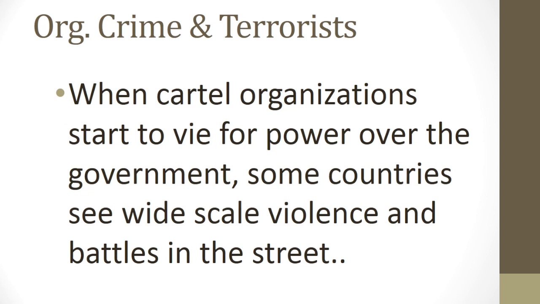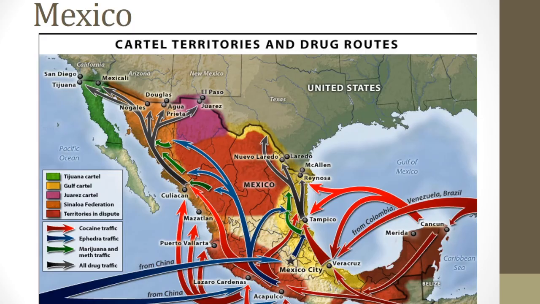Okay, so often when cartel organizations start to vie for power over the government, some countries see wide-scale violence and battles in the street. We can often associate this kind of violence and civil violence with Mexico. So as the cartels are trying to take control of the small cities in which they sell their drugs, the federal government is also trying to vie for the exact same power.